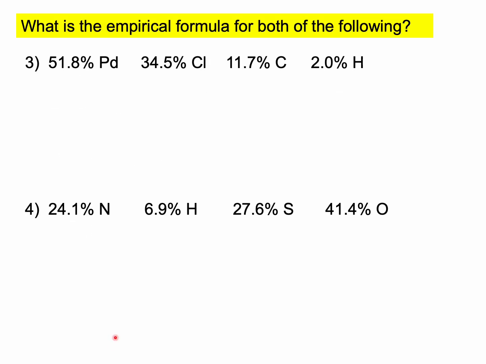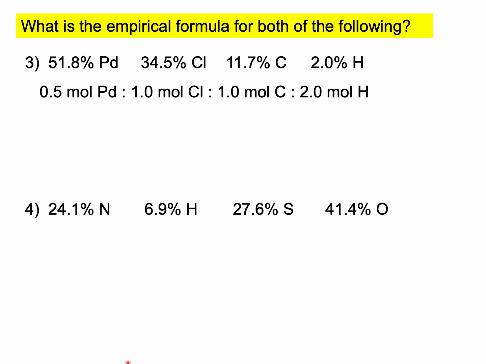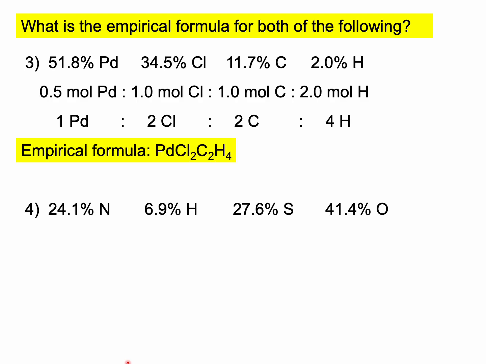We have some more examples. I'm just going to give you the molar amounts. So you end up with half a mole of palladium, 1 mole of chlorine, 1 mole of carbon, 2 moles of hydrogen. Divide by the smallest number of moles, and you would get this ratio. So the empirical formula would be PdCl2C2H4.